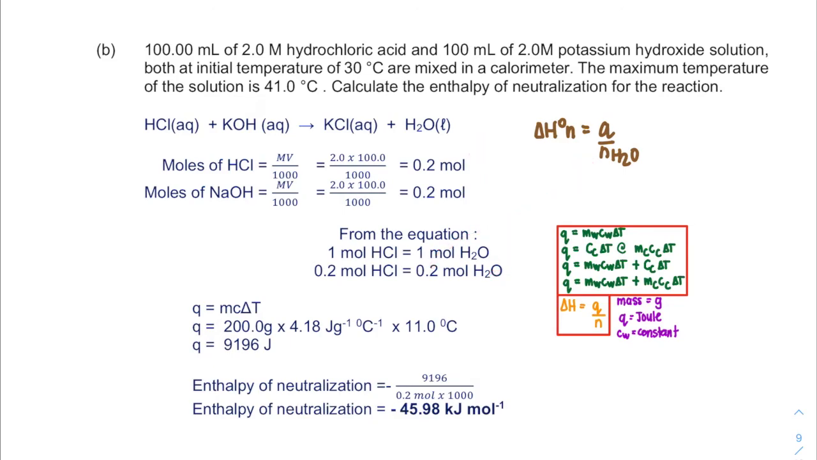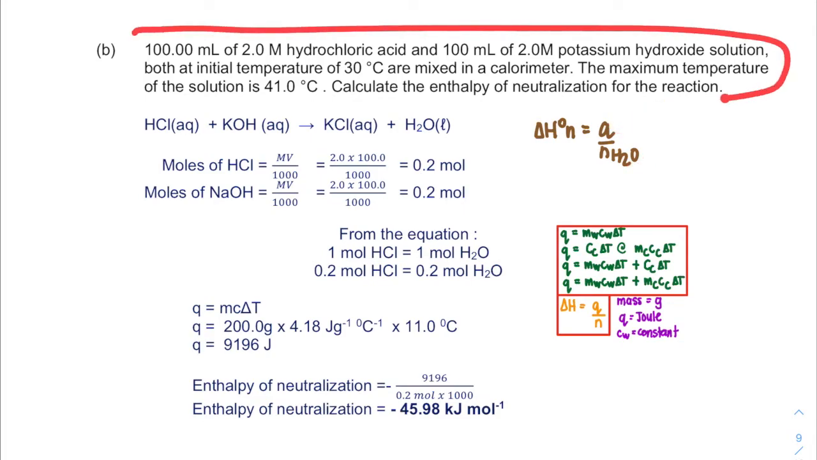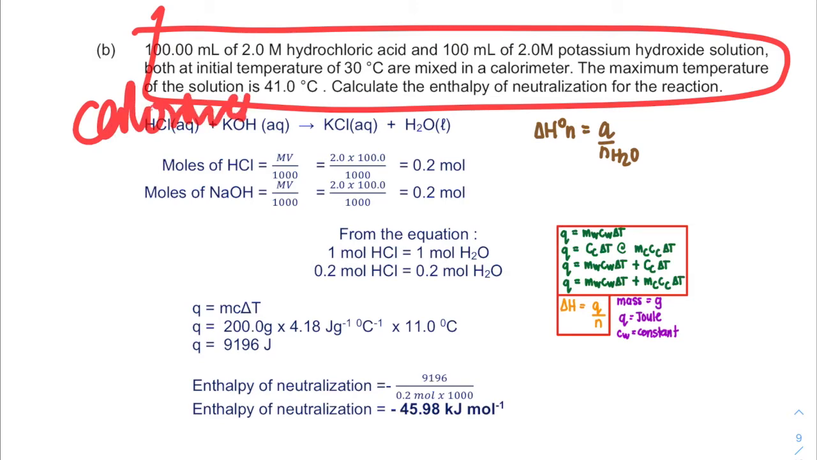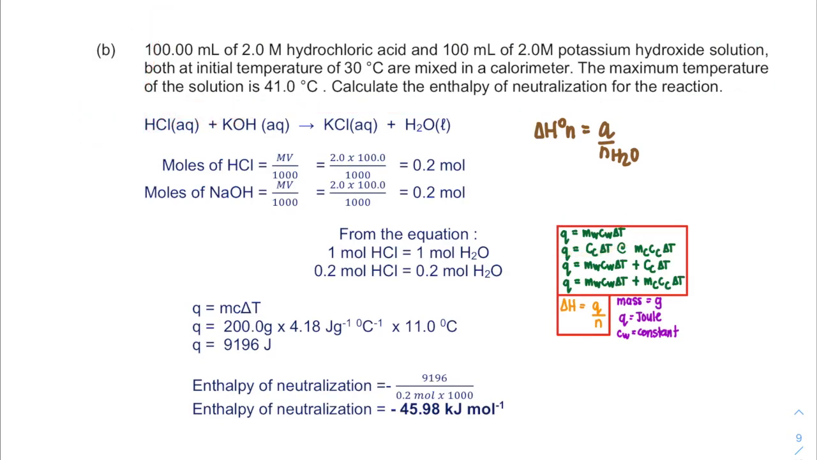Next, we have got n. How about Q? Since we don't have any calorimeter information here, we will use our water. For the water itself, Q equals mcΔT. The c of water is actually a constant, 4.18. Delta T is final minus initial, 41 minus 30. How about the mass? The mass of water we take from the volume of water. Here we have 100 ml of HCl and 100 ml of KOH, so we assume the volume of H2O is 200 ml.